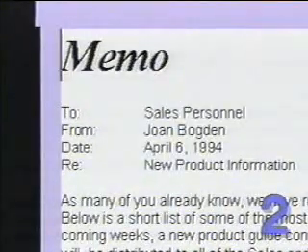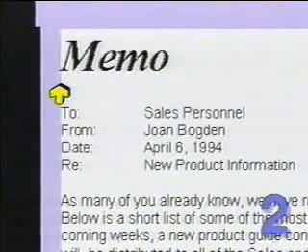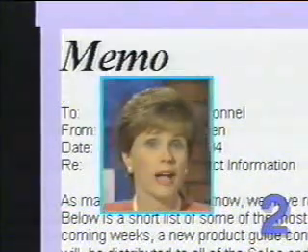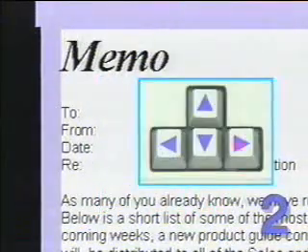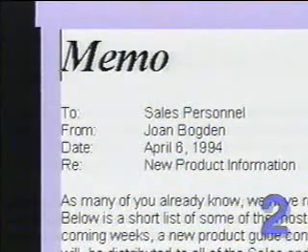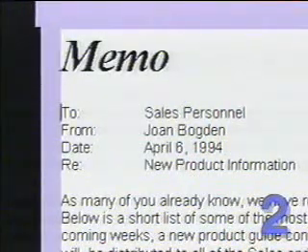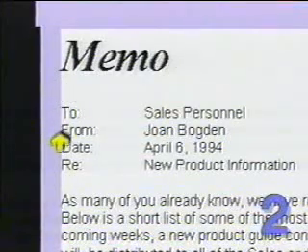Also, notice that currently the insertion point is located just to the left of the first word of the document. To move through any document, we move the cursor to our desired position. Using the right, left, up, or down arrow keys, we can move through a document one character at a time. For example, if we press the down arrow key 6 times, the cursor or insertion point moves down 6 lines to the beginning of the body of the memo.